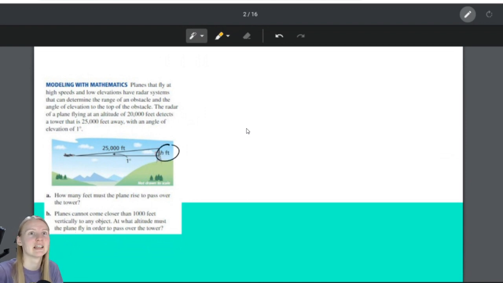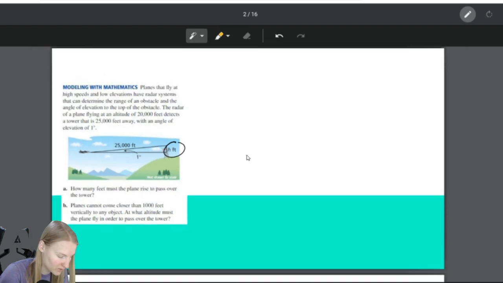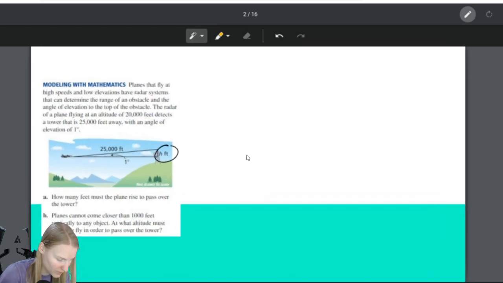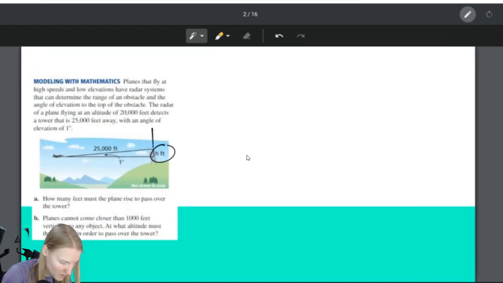And part B says, planes cannot come closer than 1,000 feet vertically to any object. At what altitude must the plane fly in order to pass over the tower? Okay, so the second part says that we have to be another 1,000 feet above the tower.